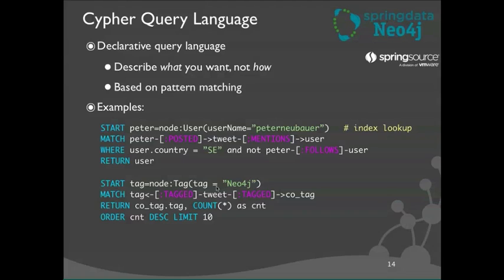Or perhaps they are synonyms, so they could be used in the same way when searching for things. So we look at the tag node, we find it in the index again. Then we look at the tweets which are tagged with this tag, and then we look at which other tags all the tweets also have, so the co-tags kind of. And for all these co-tags, we aggregate them, so it's like a group by operation, and count how often they appear, so that we can order by the count descending and take the top 10 of these tags, and these are the most interesting ones that co-appear with Neo4j.